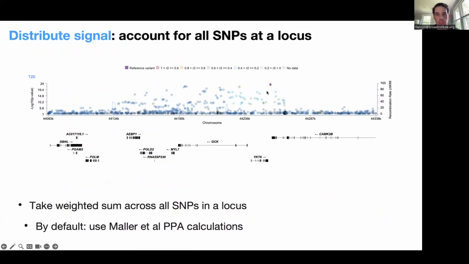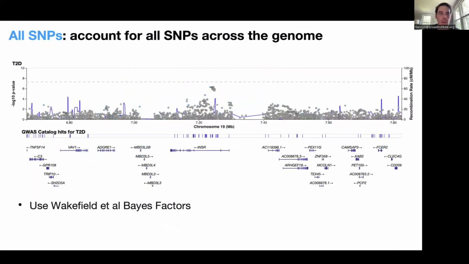A third change that we've made is that rather than simply looking at distance to the lead SNP, we look at distance to all of the SNPs in the window. You can essentially think of this as analyzing not just the lead SNP, but the credible set of variants at the locus, marginalizing or integrating over all the credible set SNPs. This allows for loci like this, where the signal is actually spread across a fairly large region, and therefore there's more support for a gene like MYL7 or GCK than you would think based solely on proximity to this purple lead SNP here.